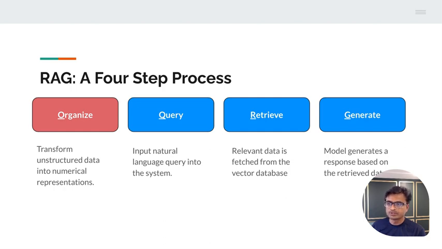And second step is where the user provides the query in the natural language to the system. And thirdly, retrieving the data, that is fetching the relevant data from the database where the unstructured data is stored as numerical representation. And finally, generate, where the model uses the data that it fetched from the documents and generates it as a response, meaningful response to the search query with the context.